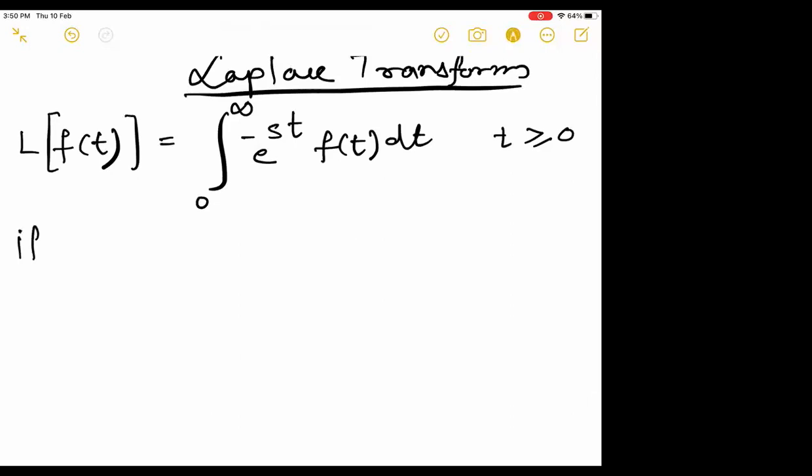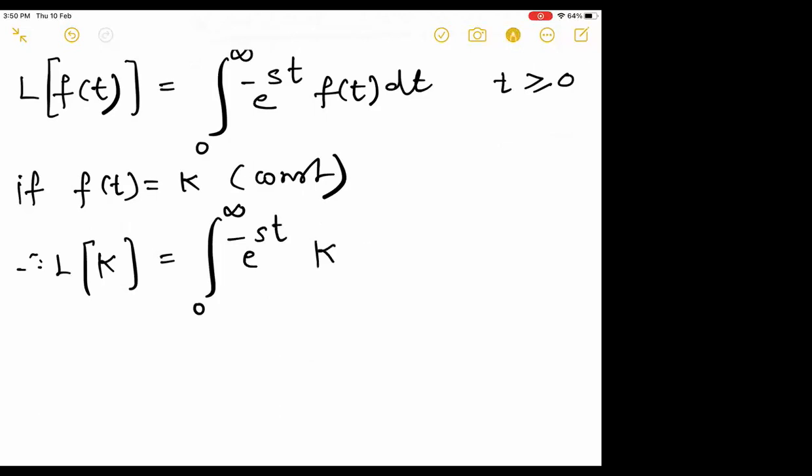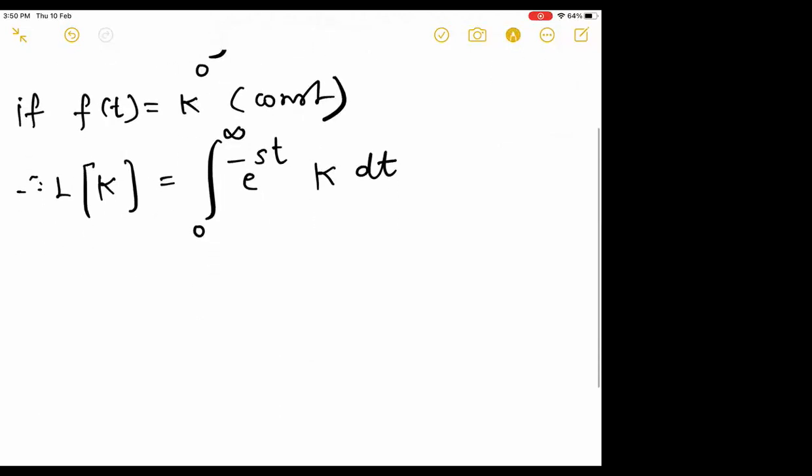Okay, so if f of t is a constant function, like k is a constant. Okay, if I choose this k, then what happens? Then we'll see Laplace transform of k. That means integral 0 to infinity e raised to minus st term as it is. F of t is replaced by k. Integrate with respect to t. Now, as k is a constant, we can keep it outside the integral and we can do only the integration of e raised to minus st term with respect to t.